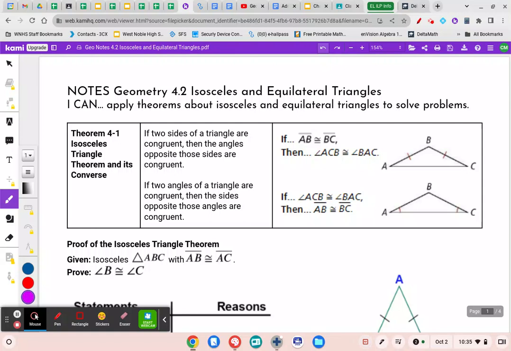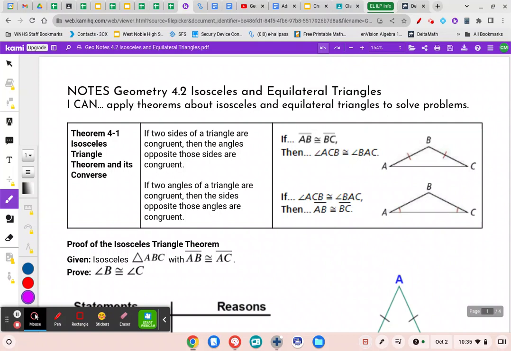Hello, today we are going to work on the first part of the 4.2 isosceles and equilateral triangle notes. You guys will be able to apply theorems about isosceles and equilateral triangles to solve problems. Today we're going to focus on isosceles triangles. So theorem 4.1, isosceles triangle theorem and its converse.